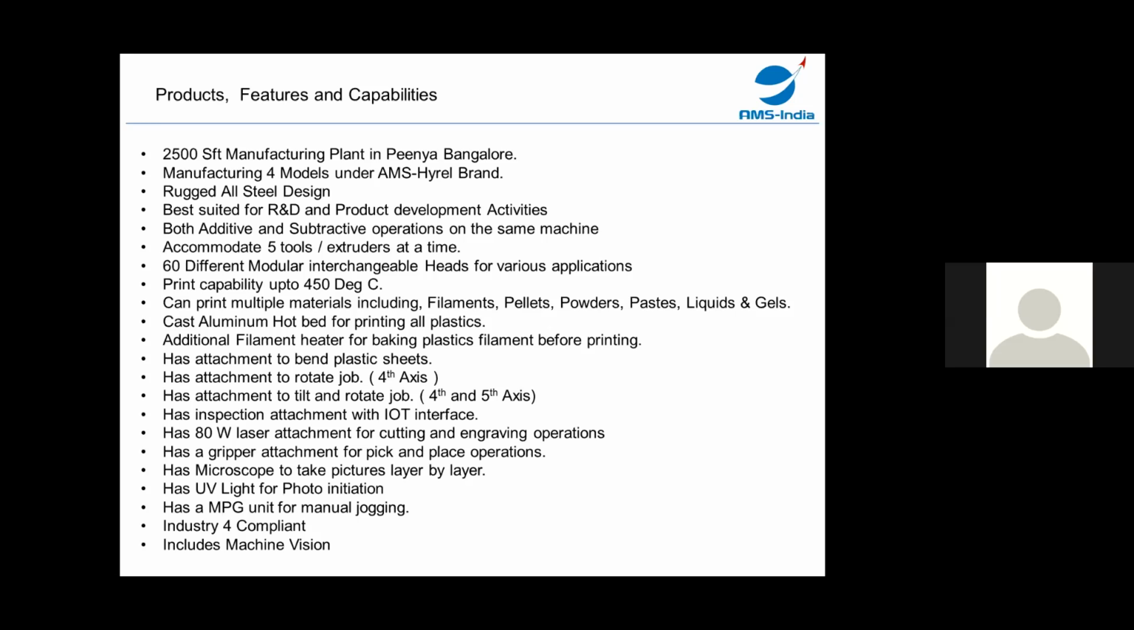All these flexibilities make the machine more and more capable, so more intricate, different shapes of parts can be created on the same machine. That's the advantage. It has an inspection attachment. It has a laser cutting attachment on the machine. It has a pick and place. It's got a gripper attachment for holding and moving parts from place to place. It's also got UV curing and photo initiation capabilities. So the plastics or materials which can cure with UV can be used over here. It's also got an MPG unit for jogging, Industry 4.0 compliant. Also got machine vision capabilities.